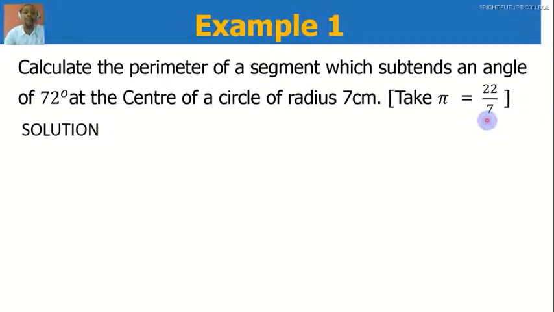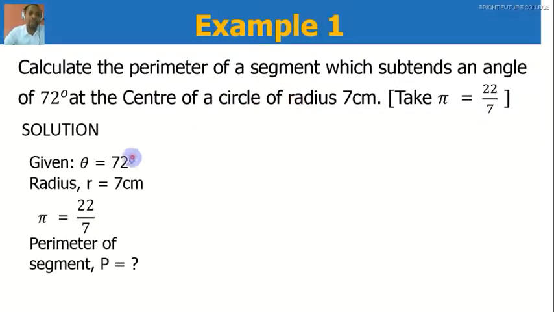Now how do we go about this problem? The first thing you have to do is to list the parameters that are given in the question. So we are given the angle at the center, we are given the radius, and pi to be 22 over 7. So what do we do now to find the perimeter of segment? But before we do that, we need to have a sketch of the problem for better understanding. We need to sketch the problem.